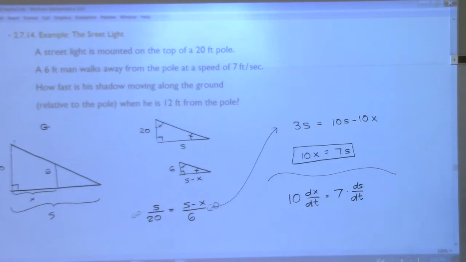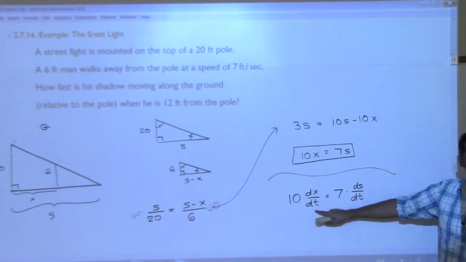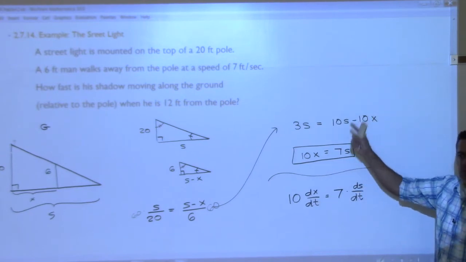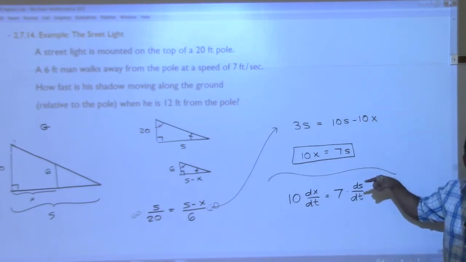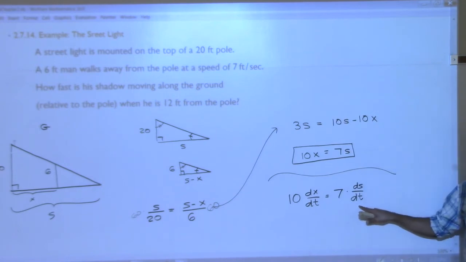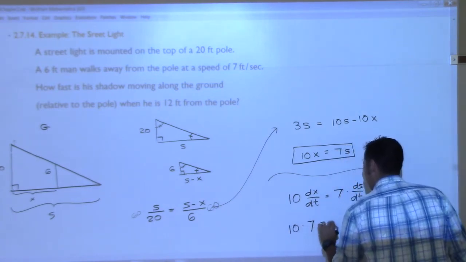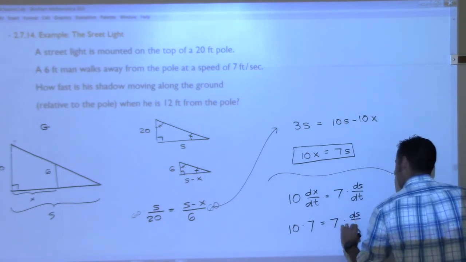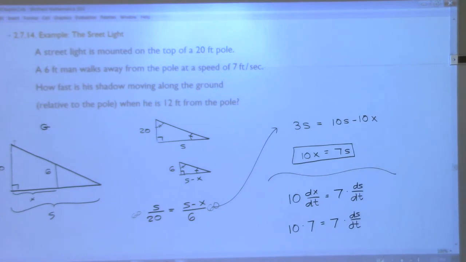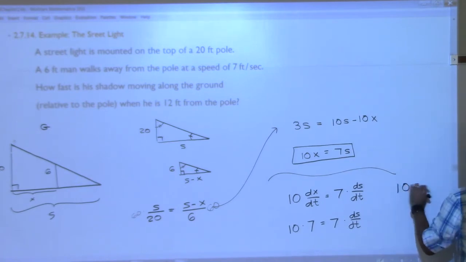Now we look at that, go back to what we are given and what we want. dx dt, wasn't that given to us? It was 7, right? I've erased it, but it was 7. And ds dt is what we wanted. So I'm ready to go. This is going to be 10 times 7 equals 7 times ds dt. And now you just divide both sides by 7, and you get what? 10 equals ds dt.